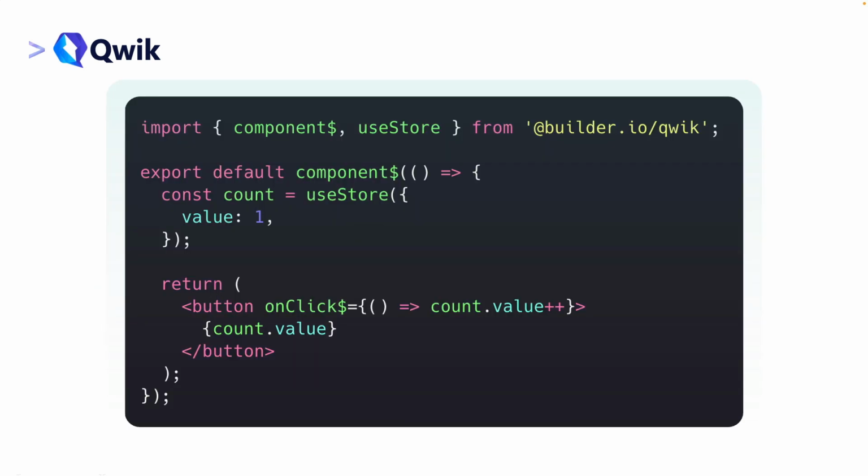So let's use the same counter component and see how we implement this counter in Quick. So this is a Quick component. You can see Quick uses JSX, so it feels at home with React, but it's a little bit different, right? The main difference is we have over here two functions, or one function, one attribute that has a $ suffix in the name.